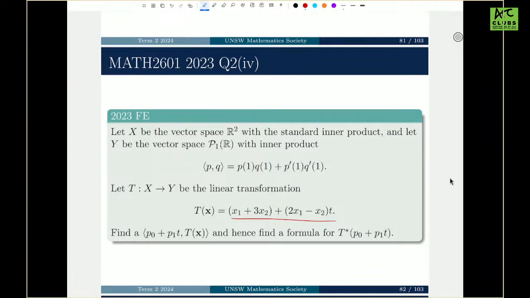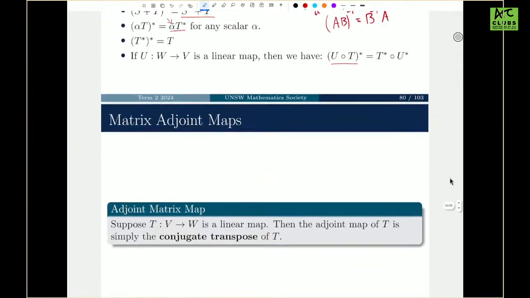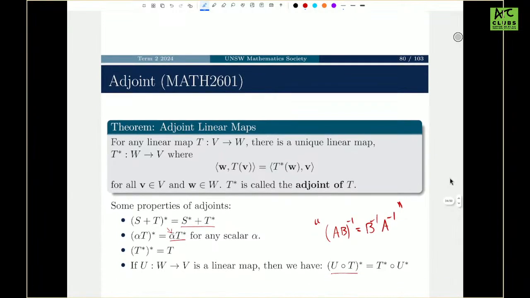Now, that is a typo there. Let me get rid of that. We're going to find the inner product of P0 plus P1T with T of X, and hence we're going to find a formula for the adjoint map. The reason why we're working out this inner product is because we can use the definition of the adjoint map.